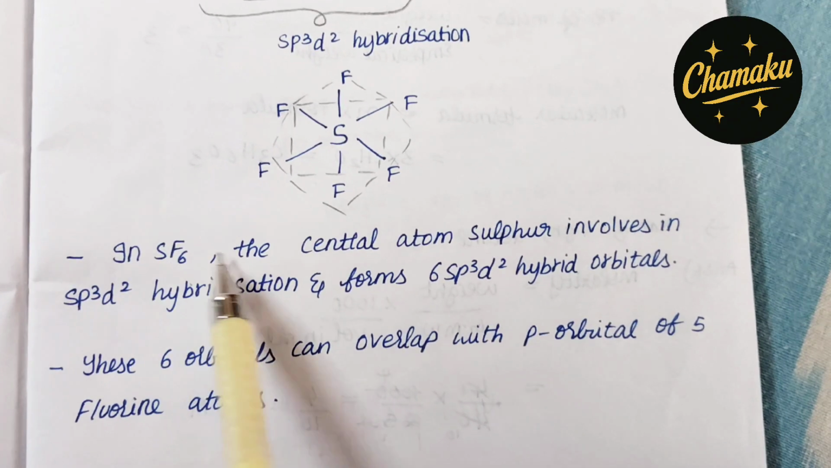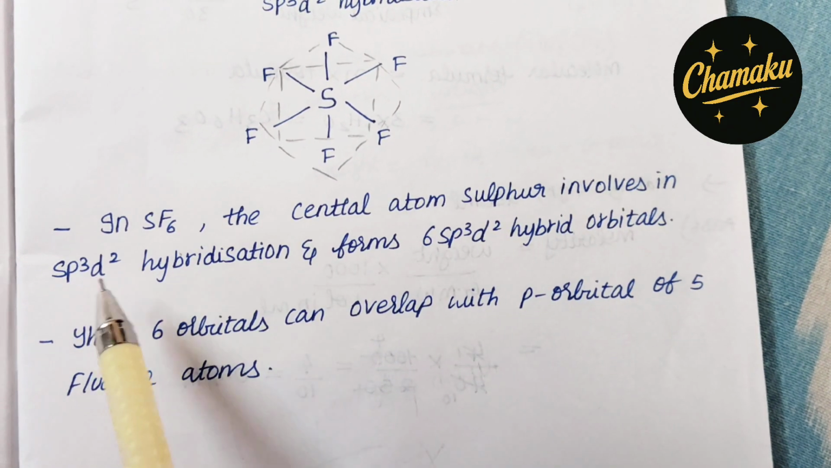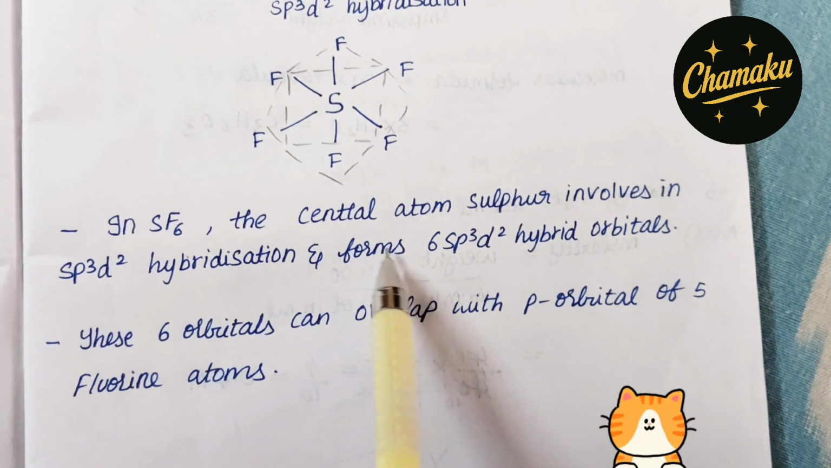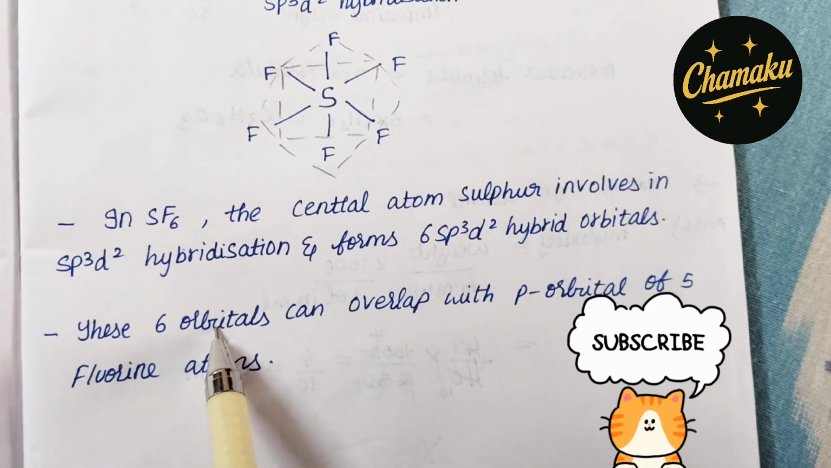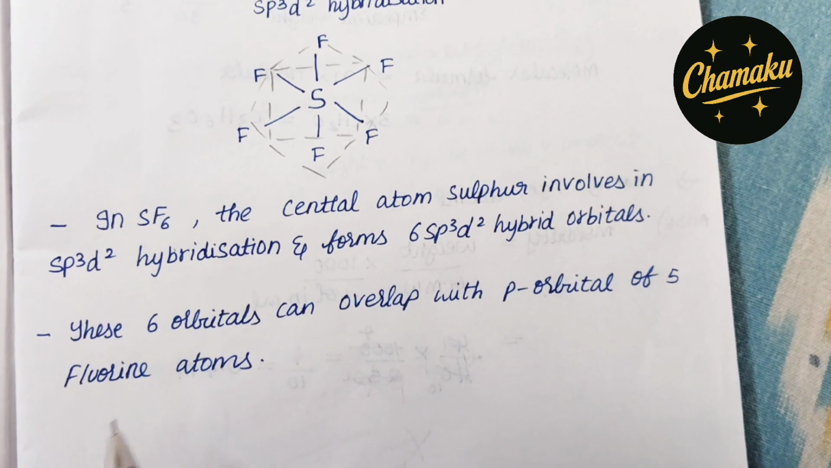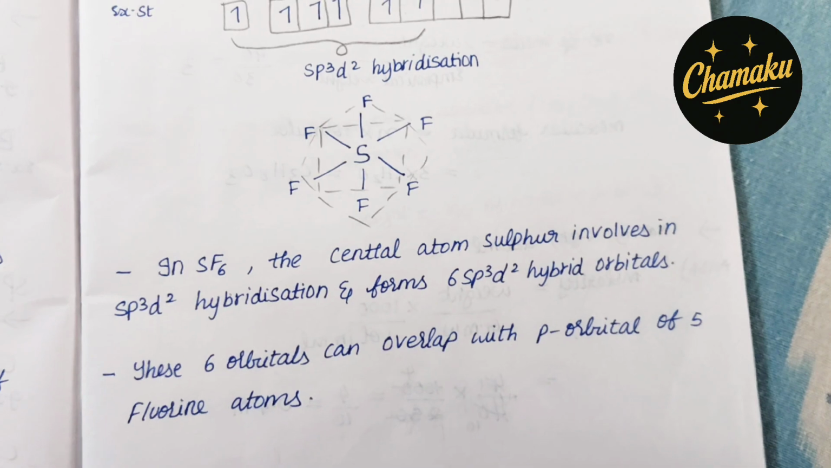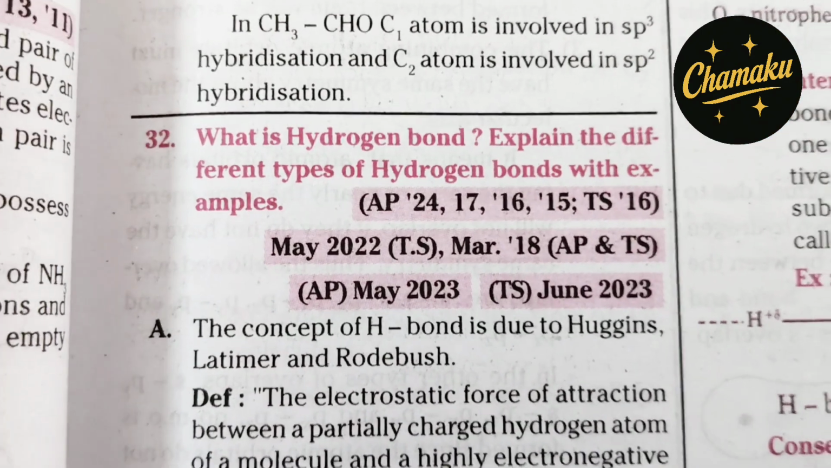In SF6, the central atom sulfur involves in sp3d2 hybridization and forms 6 sp3d2 hybrid orbitals. These 6 orbitals overlap with the p orbitals of 6 fluorine atoms. So this is the sp3d2 hybridization of SF6. Let's move on to the next question.